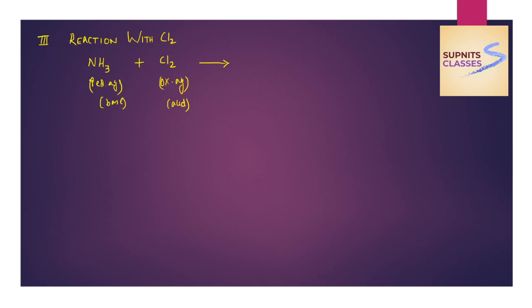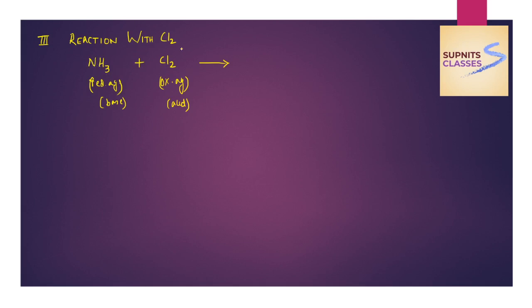So supposedly you are asked base and acid, so what did you do, you wrote NH4Cl. That will be wrong. If it were HCl, it would give NH4Cl. Now this is only Cl2. Cl2 will act as an oxidizing agent over here, and ammonia will act as a reducing agent.